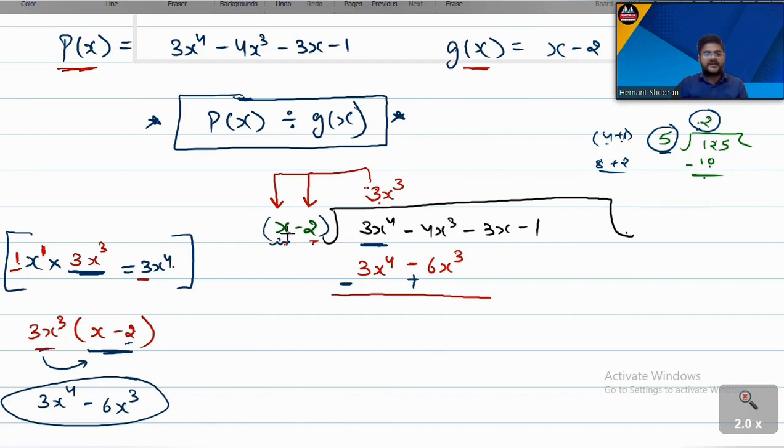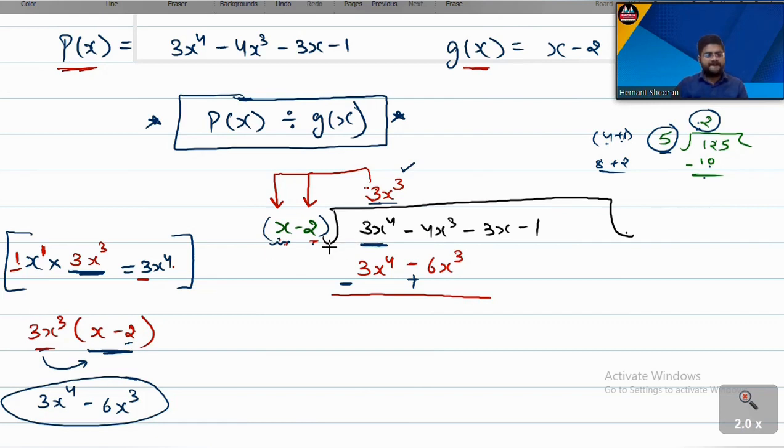This is a bracket. So this whole bracket needs to be multiplied with whatever quotient you are putting up there, because there are two terms. If there is only one term in the divisor, then you will only do it one time. Get it or not? Okay, so we got 3x raised to power 4, and then we get a negative 6x cube. This was the first step. You just need to think about what number you will put up there so that you get this first term back.